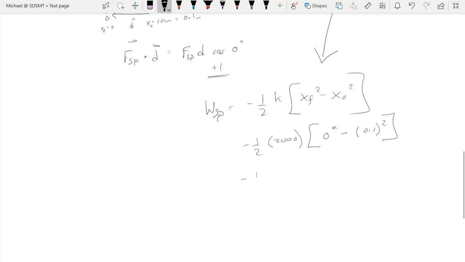So we now have a negative 1/2 times 2,000 times a negative 0.1 squared. So 0.1 squared becomes 0.01. But there's a minus sign waiting outside to turn that squared compound into a negative. That negative is going to cancel with the negative out front, and, well, numerically everything is just going to come out to equal the same 10 joules, only it's positive.